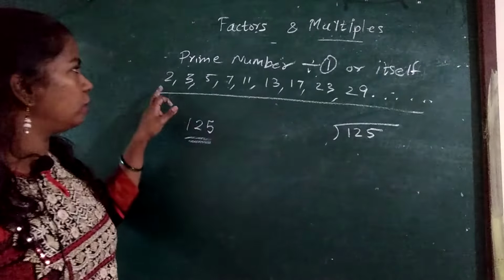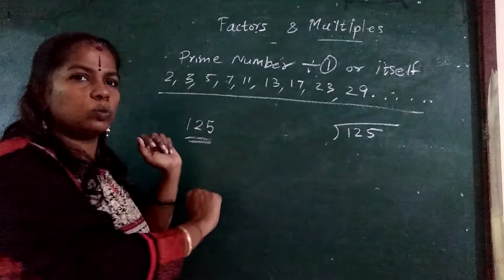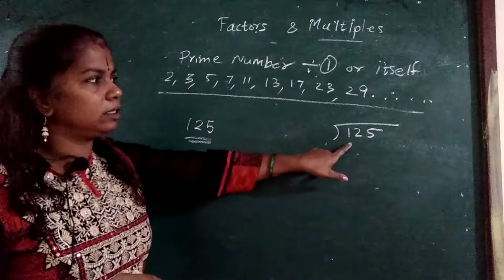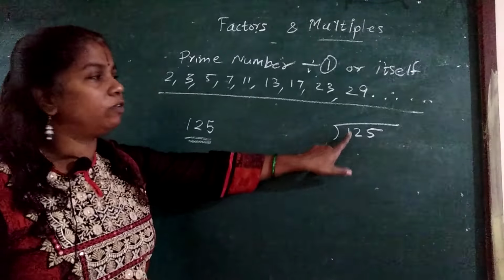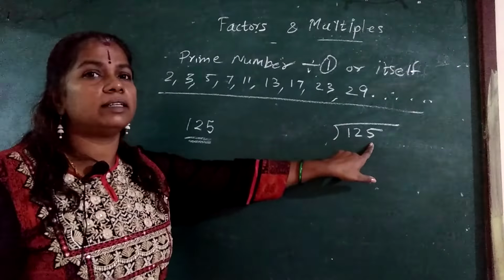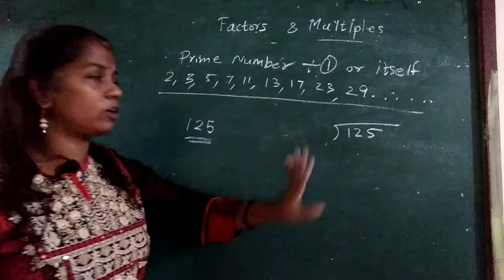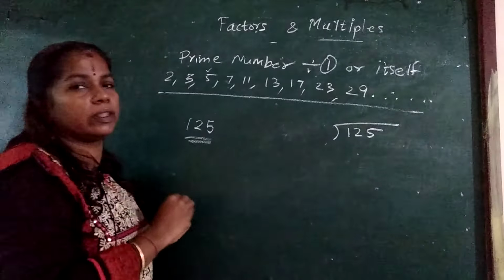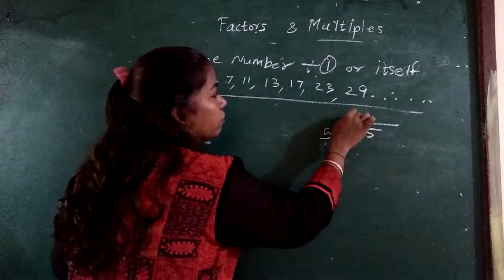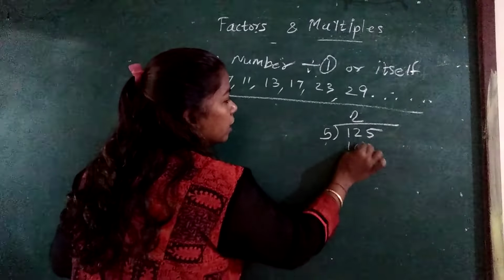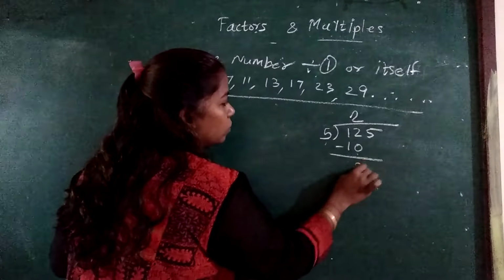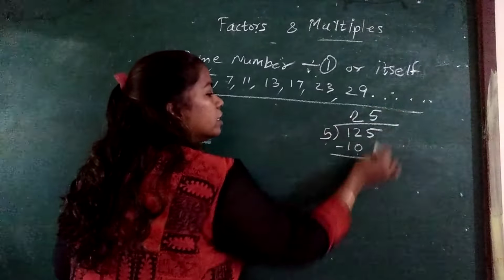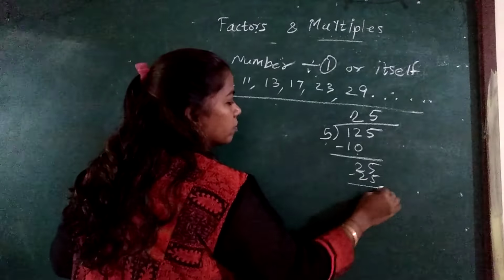Okay. Now, first, will it go with 2? No. Then 3. 4 threes are 12. Then the remainder will be there. So, it is not completely divisible by 3. It is divisible by 5. 5 twos are 10, minus. Bring this 2 down. Then this 5. 5 fives are 25.